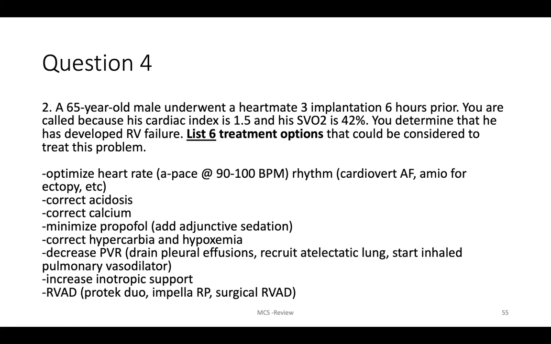Correct hypercarbia and hypoxemia for sure. Decrease PVR, of course. Increase inotropic support, yep. And finally, an RVAD. Agree. What could we add?